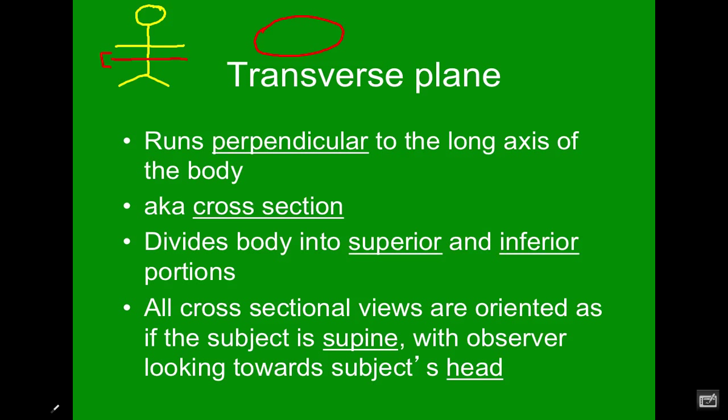So this would be their left side. This would be their right side. Their head would be facing up, and their feet would actually be sticking out of the screen towards you. Okay, so this is their back, laying down, and their head would be going back into the screen that way. Okay, so that's how you orient a cross section or a transverse section.